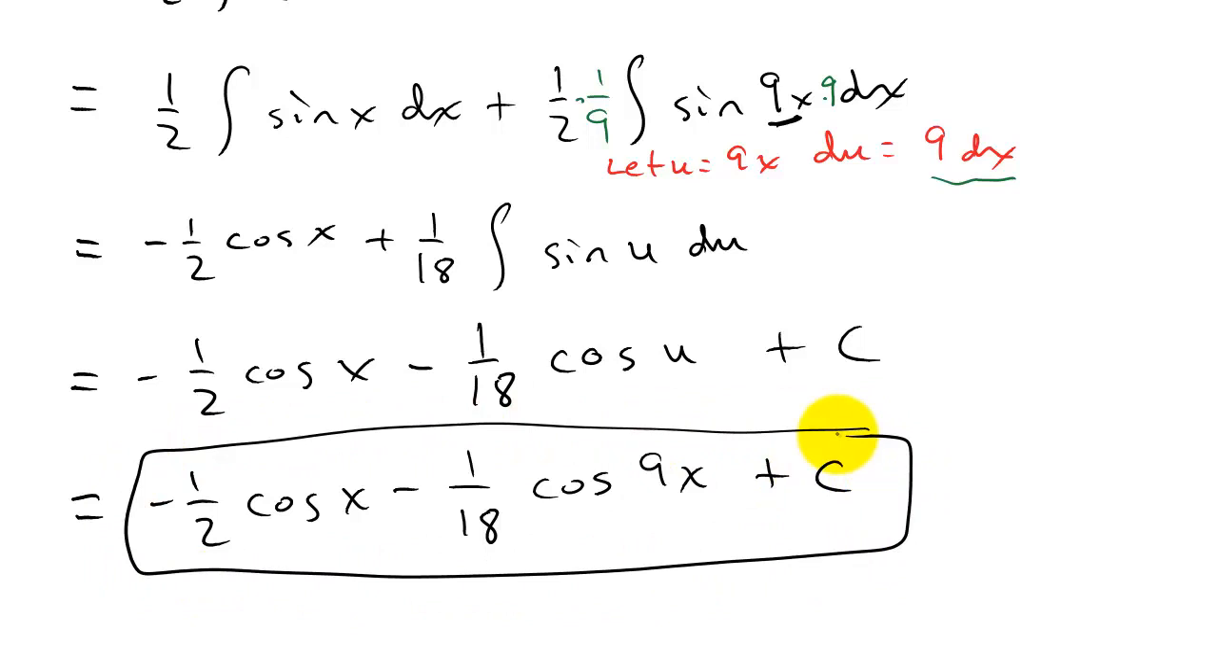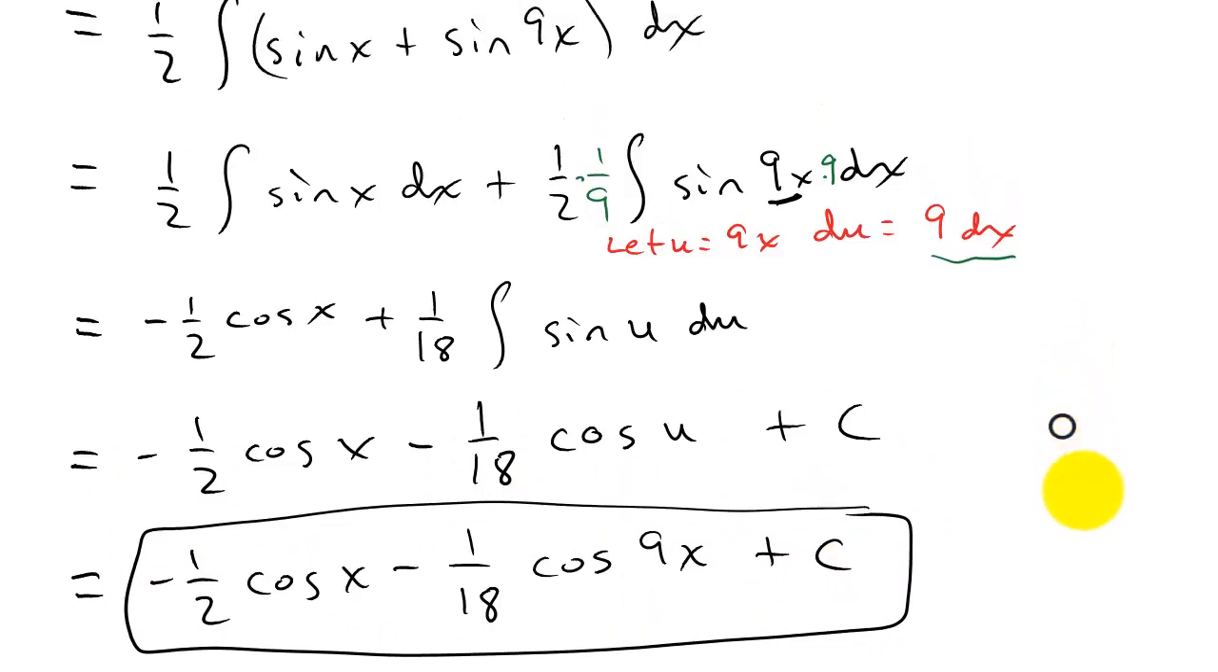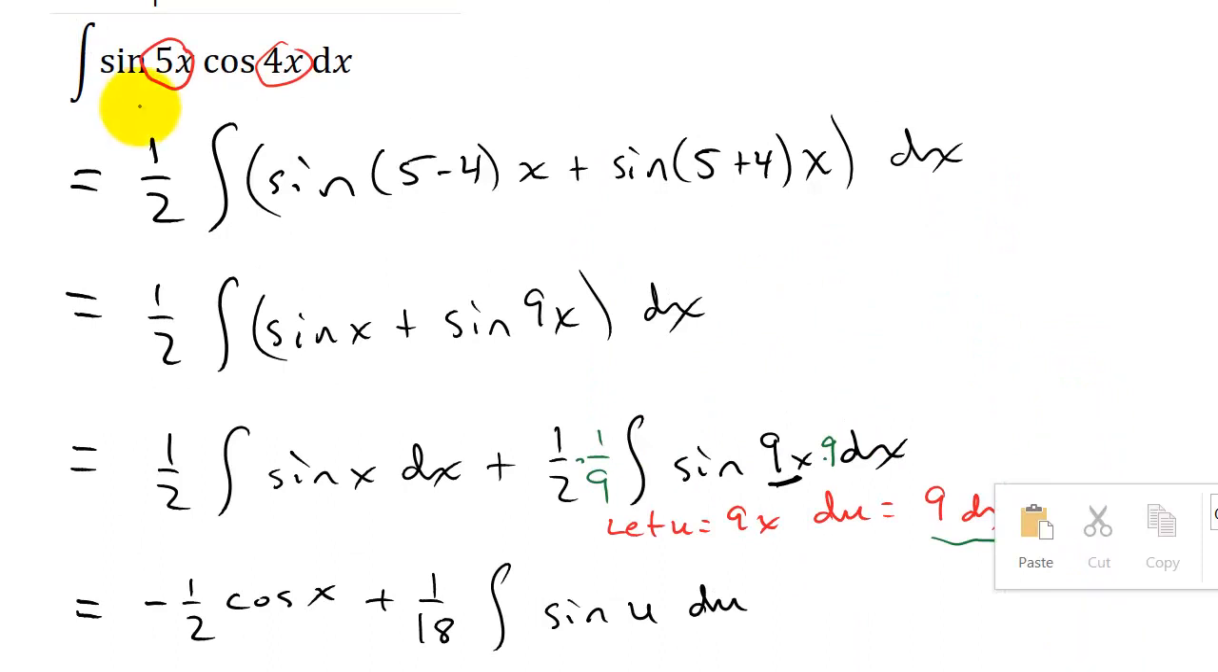So just remember, if you've got your trig functions and they're multiplied like this and your angles are different, try the product to sum formulas from trig.